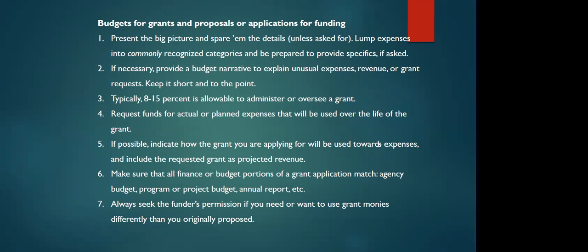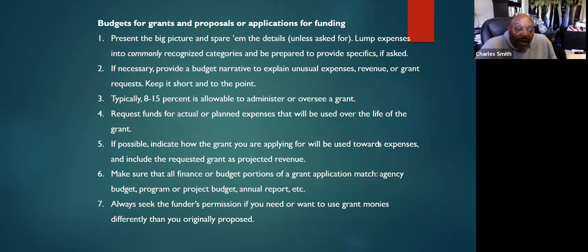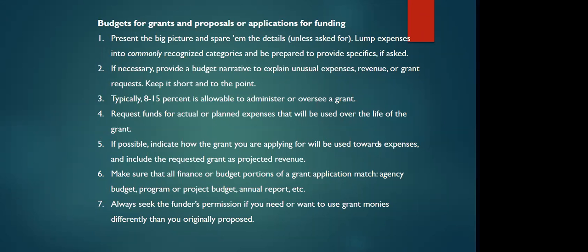Go ahead. Request funds for actual or planned expenses that will be used over the life of the grant. If possible, indicate how the grant you are applying for will be used towards expenses and include the requested grant as projected revenue. Make sure that all finance and budget portions of a grant application match agency budget, program, or project budget, annual report, etc.